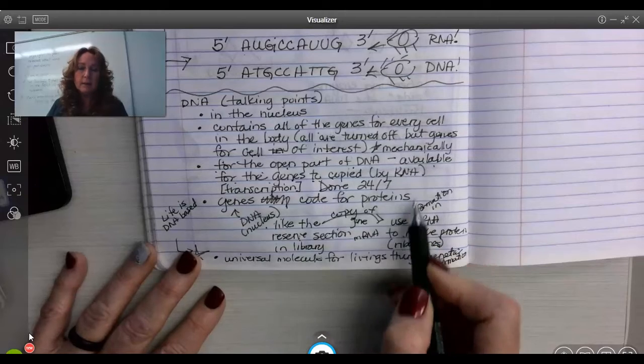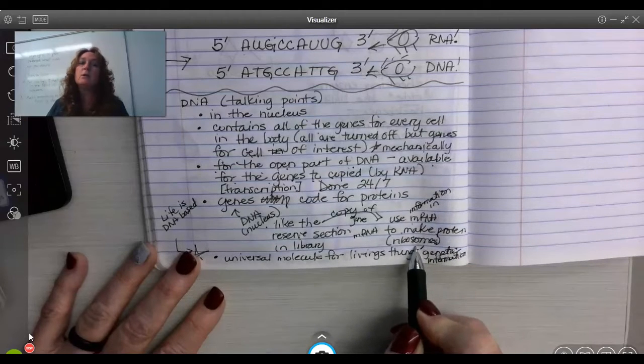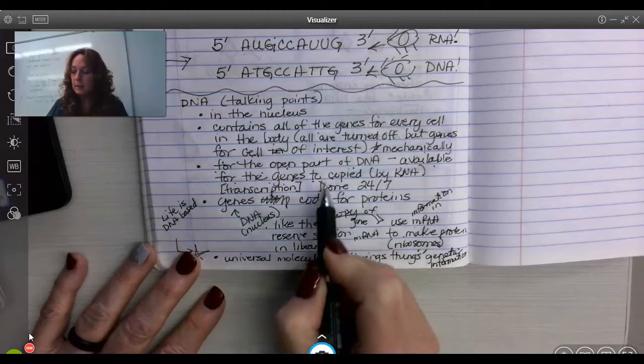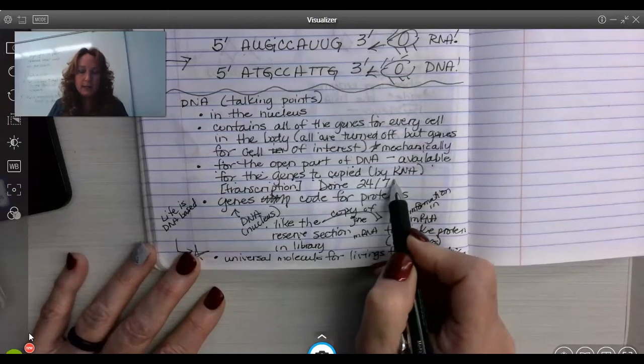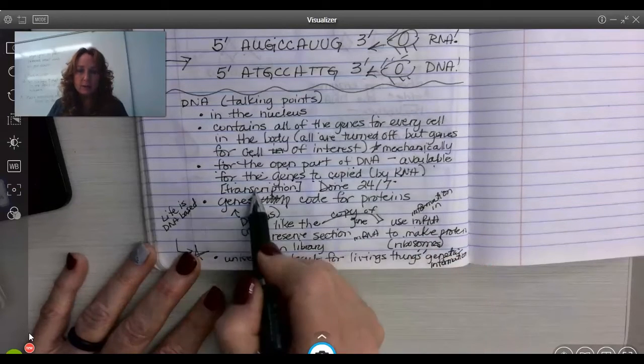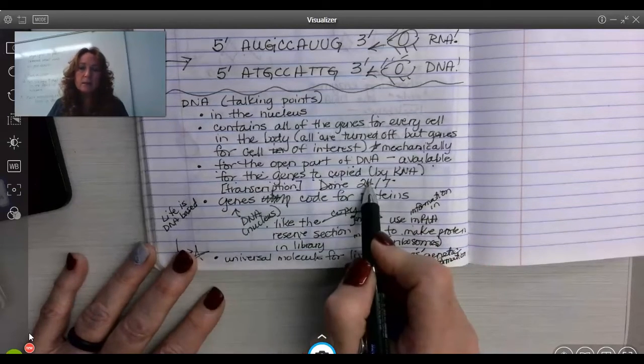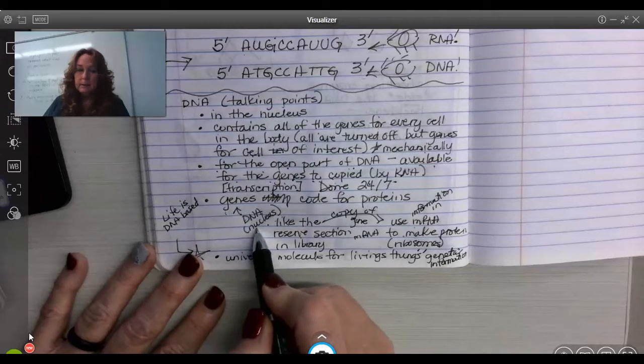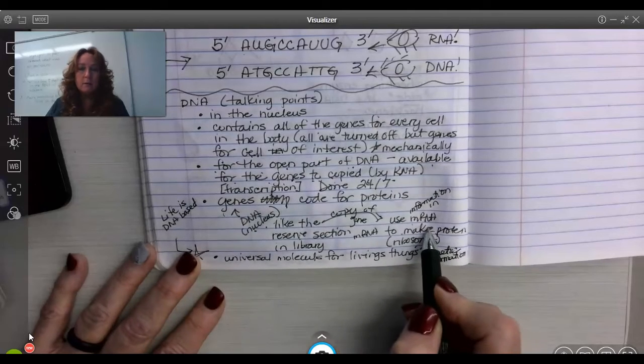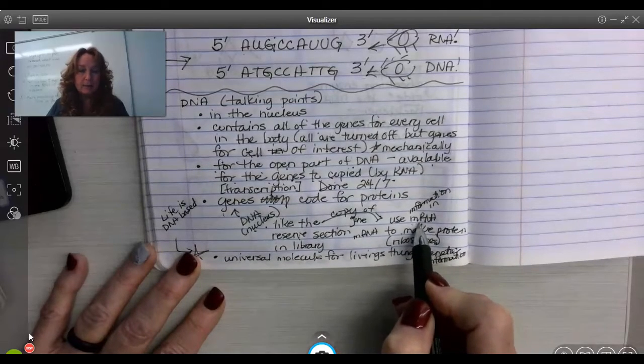And so you'll make a copy of the information, because you cannot take DNA out of the nucleus. But in order to make proteins, you have to go out of the nucleus. So we take RNA and we make a copy. It's called transcription. This is done nonstop. You make your copy, and that copy is called a messenger RNA.